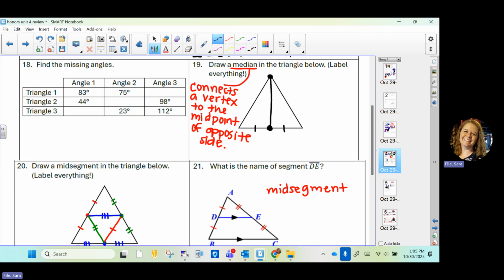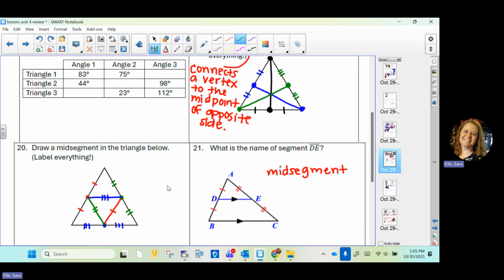Now I'm going to actually draw all 3 here. I could have drawn it from this vertex, which would have to go to the midpoint here. So you could have drawn it this way, and you still would have had to mark those as congruent to show that that's a midpoint. Or I could have drawn it from this vertex to the midpoint over here, and I would have marked these two segments congruent. Does that make sense? It only asked you to draw a median, so you could draw any of those. Okay, the black, the blue, or the green. Those are all medians.